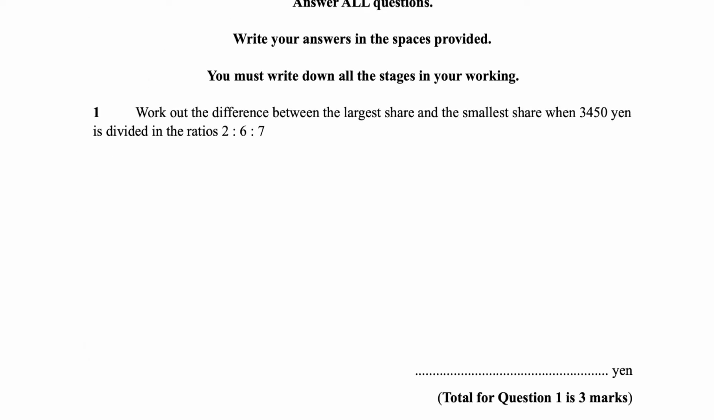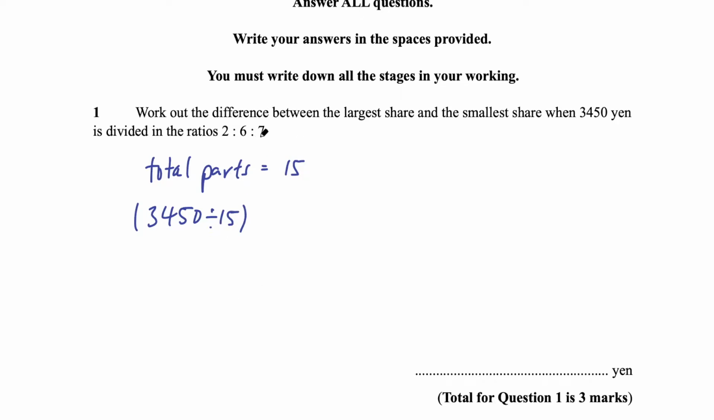Question 1 says, work out the difference between the largest share and the smallest share when 3,450 yen is divided into the ratios 2 to 6 to 7. We can find the number of parts in this ratio by adding these numbers up. So 2 plus 6 is 8, plus 7 is 15. So I would start by saying total parts equals 15, and then therefore each part will be the total divided by 15. So what we want to do here now is 3,450 divided by 15, and we want the difference between the largest and the smallest share.